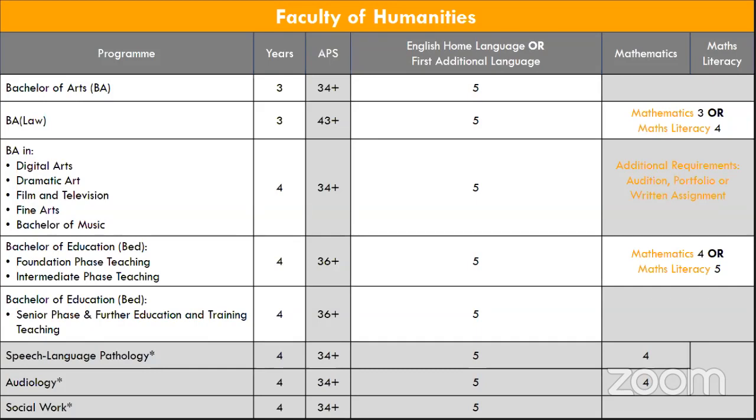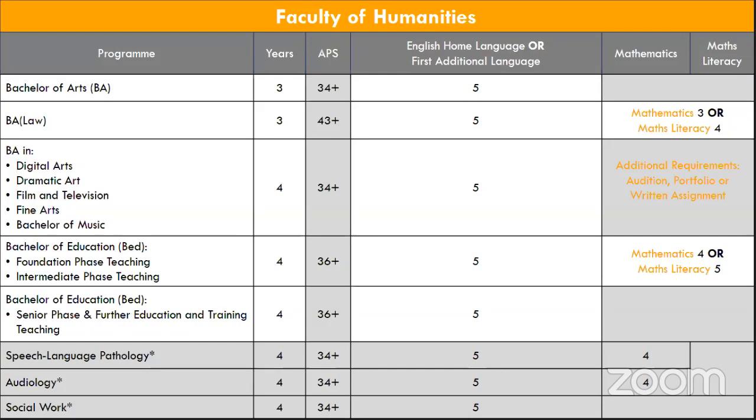Bachelor of Arts in Law, APS 43, English 5, Maths 3, Maths Lit 4. Bachelor of Arts in Digital Arts, Dramatic Arts, Film and Television, Fine Arts, as well as Music, 34 APS, English level 5. Some additional requirements will be required from you. You will have to submit an audition, portfolio of evidence, or a written assignment.